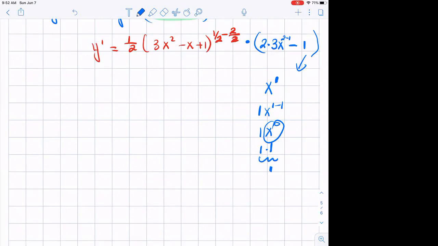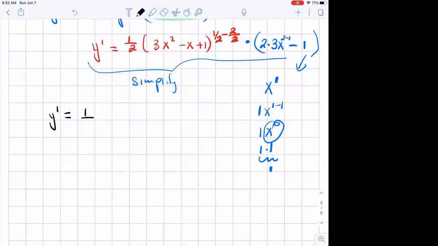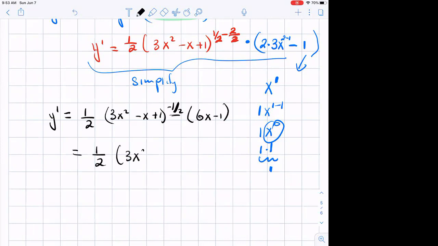So if we simplify all of this, we end up with y prime is equal to 1/2 times 3x squared minus x plus 1 to the negative 1/2 power times 6x minus 1. Then this negative 1/2 power means 1 over that. So this becomes 1/2 times 6x minus 1, everything over 3x squared minus x plus 1 to the 1/2.